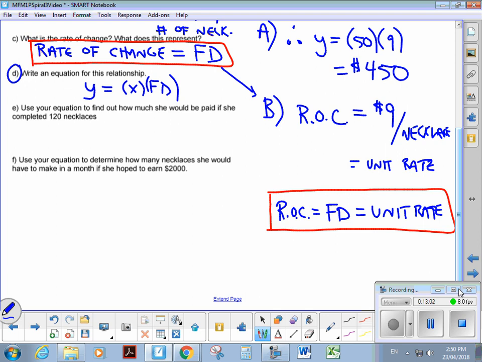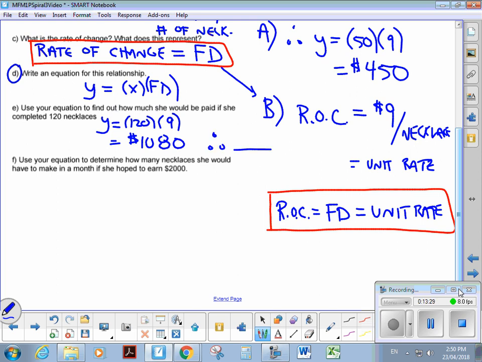Use your equation to find how much she would be paid for 120 necklaces. From part D, y equals 120 times my unit rate of 9. So 120 times 9 gives us $1,080.